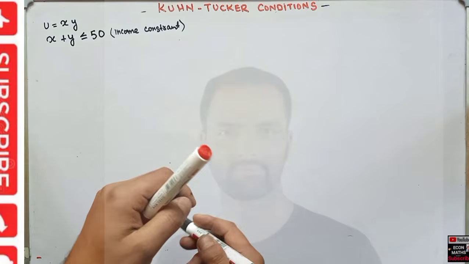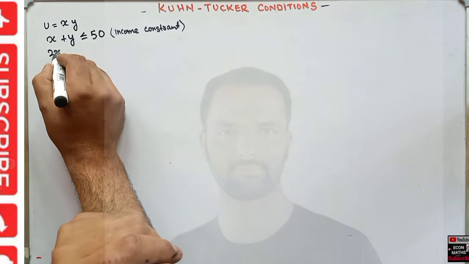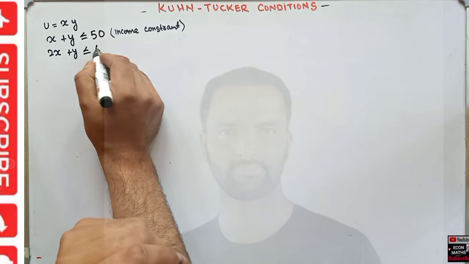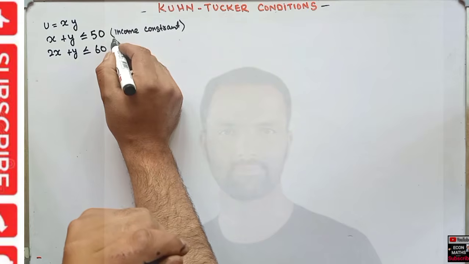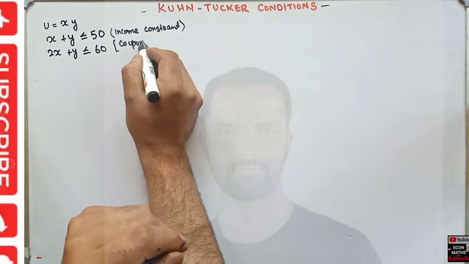Okay, after that we have another constraint here. Let us say we have 2x plus y is less than 60. How do you interpret it? Let us say this is our coupon constraint.